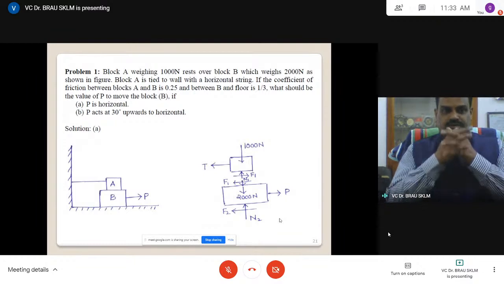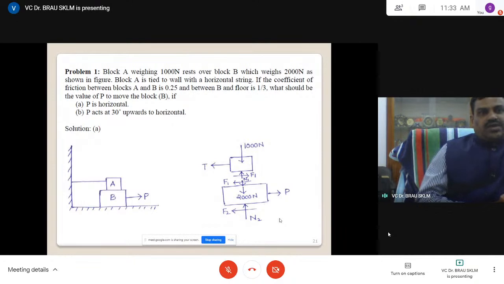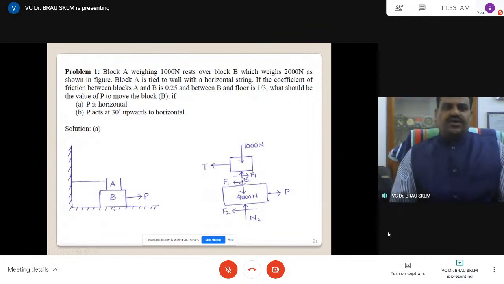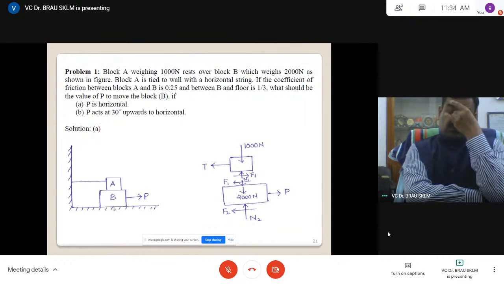Now we will note down the problem. Block A weighing 1000 newtons rests over a block B which weighs 2000 newtons, as shown in the figure. That means block A is 1000 newtons, block B is 2000 newtons. Block A is tied to a wall with a horizontal string.